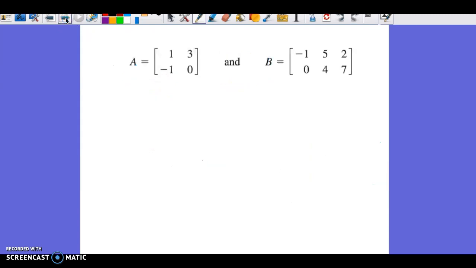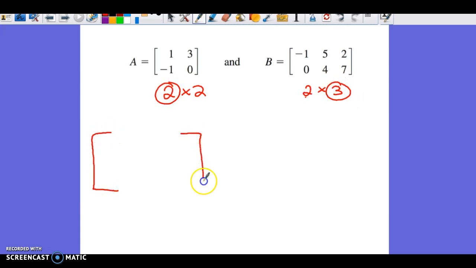Let's have you guys try one on your own. First off, think about what the dimensions will be. So this is a 2 by 2, and this is a 2 by 3. These are matching, so that means I can multiply them. But the dimensions of my new matrix will be a 2 by 3. Okay, so I'm going to go ahead and set that up. 2 rows with 3 columns. So why don't you go ahead and try to multiply these two things together and play it when you're ready.